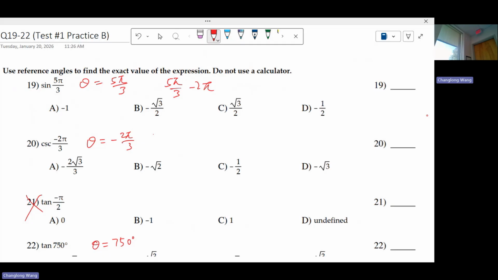But sometimes it might be closer to 180. That's why you find the difference between the angle and 180. But it might be over the other side, right? It might be closer to 360.